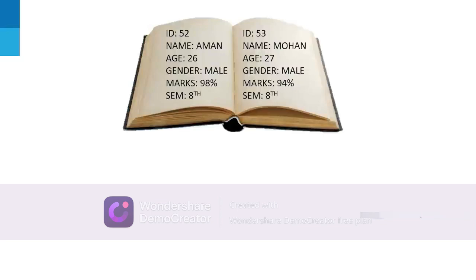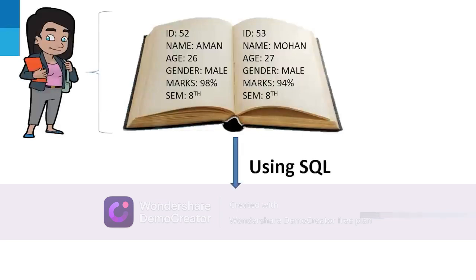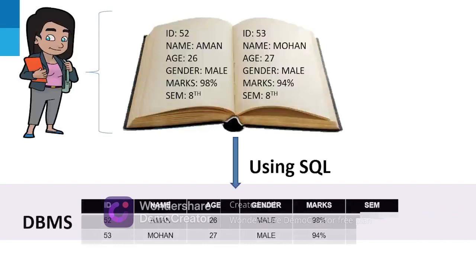Okay. Now let's understand how it appears when you are actually storing data from a ledger into a DBMS, right? Or into Oracle or any other DBMS software. So if you have a ledger looking like this particular data, using SQL it will look something like this. Okay, so this is how the table looks, and these are the fields, the columns. Understand that the fields ID, name, age, gender, marks and SEM are the columns, and the values are nothing but our rows, which you can see here.